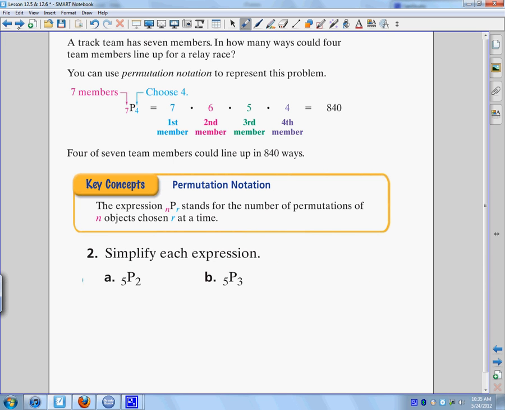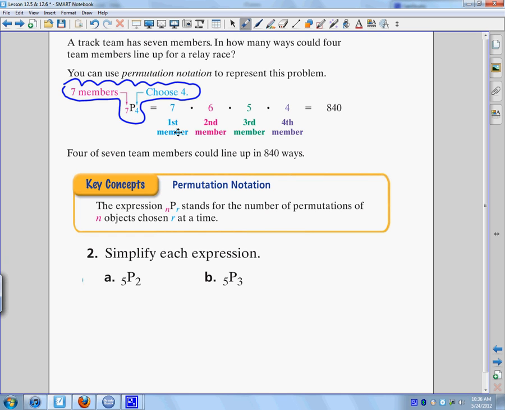Okay, so here's how it's written. A track team has 7 members. In how many ways could 4 team members line up for a relay race? You can use permutation notation to represent this problem. 7 members, choose 4. This is what it looks like: there's a large P, and then the 7 members goes first, and then the 4 goes second. It looks kind of funny, but it's really simple.